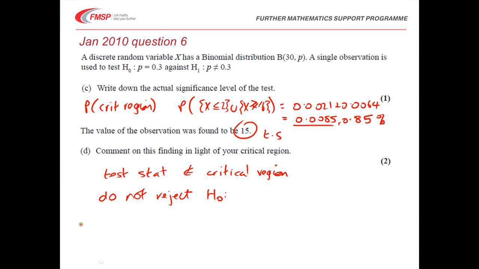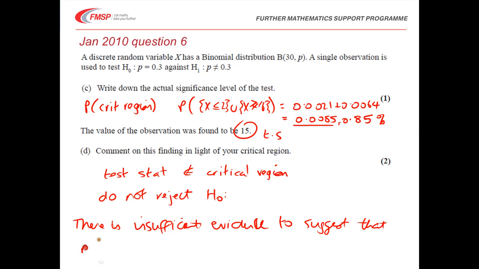Haven't finished, you need a sentence. So there is insufficient evidence to suggest that P has changed from 0.3. Okay, and we do need this statement. It's just good practice to do it. So that's 2 marks. You're going to get 1 mark for telling me that your test statistic of 15 is not in the critical region, and then you're going to get 1 mark for completing the statement.